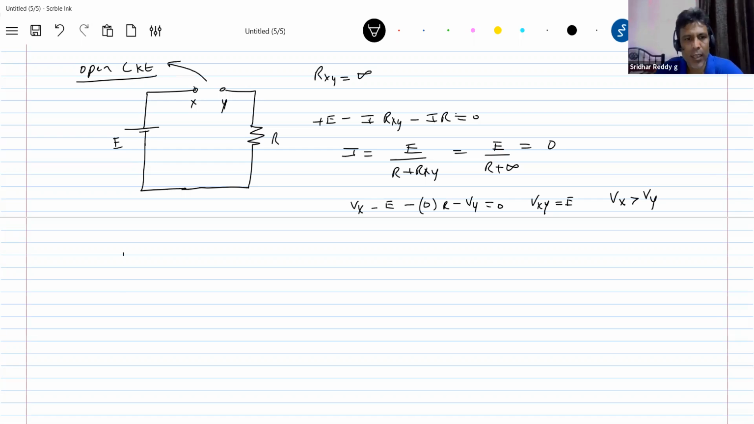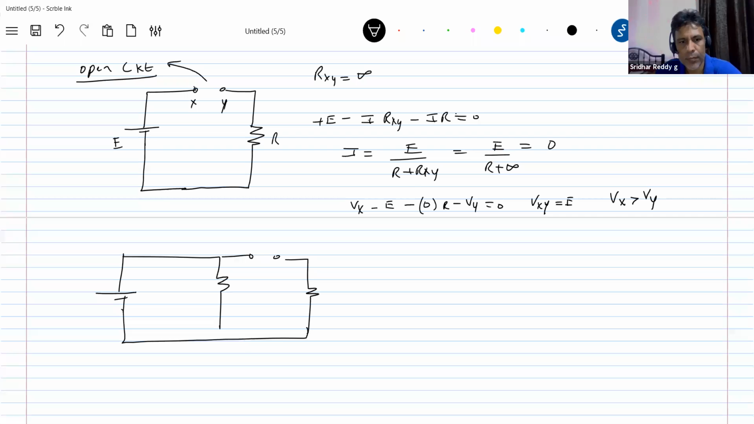Now, sir, if I bring an open circuit somewhere like this, where is the open circuit? The open circuit is brought here. This is E. So is there any path for the current? There's no path for the current to flow here. That's why no current is flowing in the first circuit. There's no path, that's why no current here.